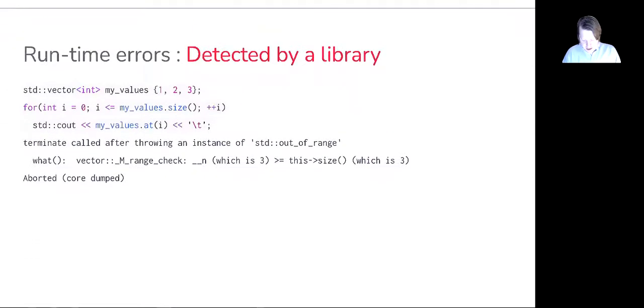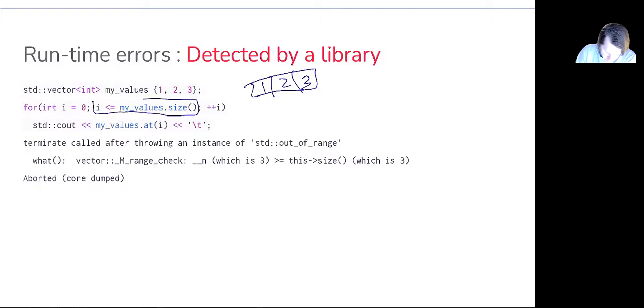In addition to this, runtime errors can be detected by code defined within a library. For instance, let's say that we have a vector of integer values, my values, initialized with 1, 2, and 3. Let's say we begin looping through that vector. Just to illustrate a point, let's say we have an off by one error in our loop conditional. We're going to continue to execute the body of our for statement until i is one more than my values size.